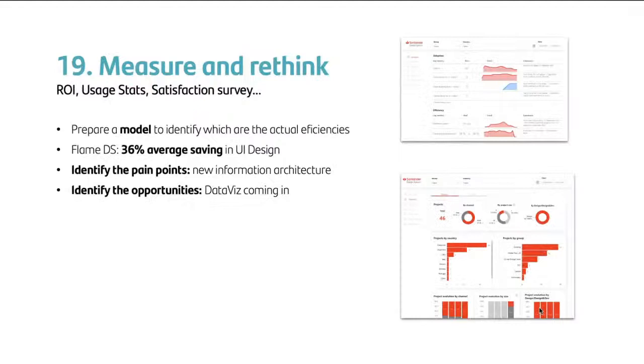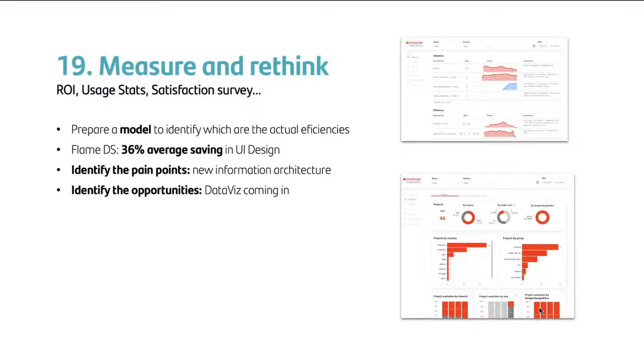The 19th lesson is always measure and rethink. So once you have done your design system, think about a model to identify which are the actual efficiencies, to identify how much your design system is being used and how much your design system is helping your company to improve its efficiency. Those are actual screen views of the dashboard that we have in Santander, where we measure the efficiencies of our design system.